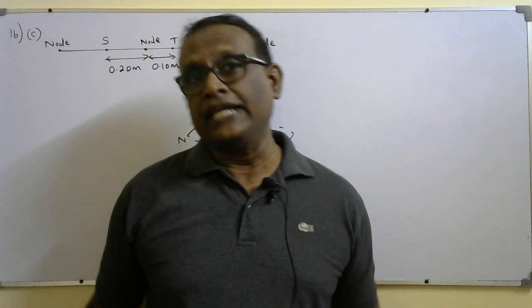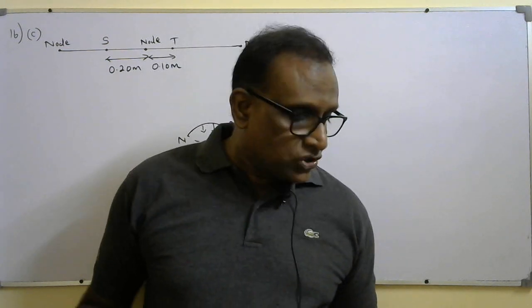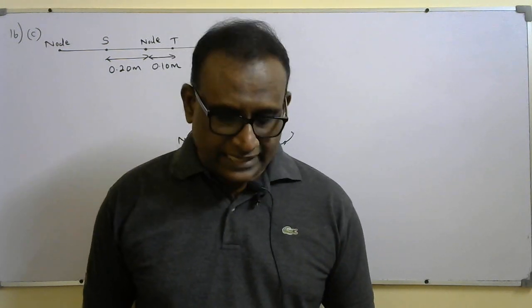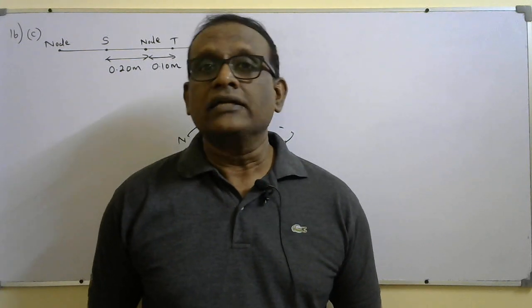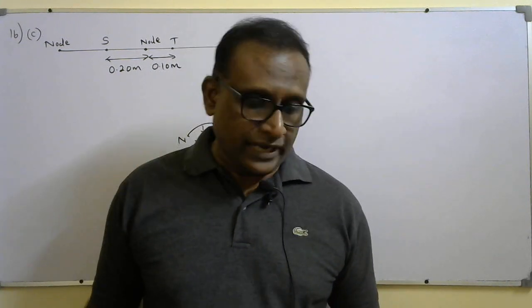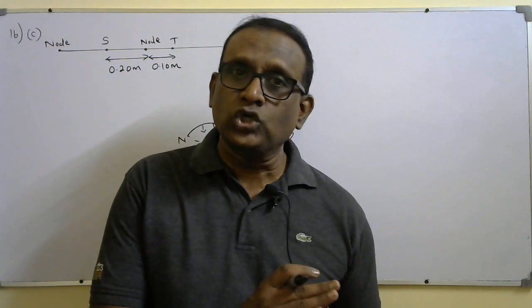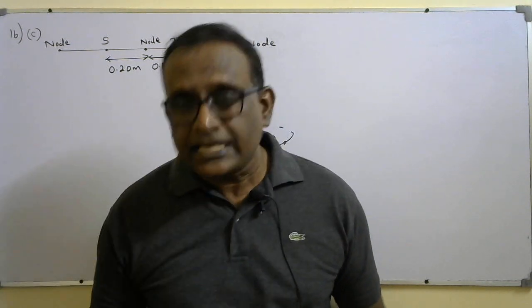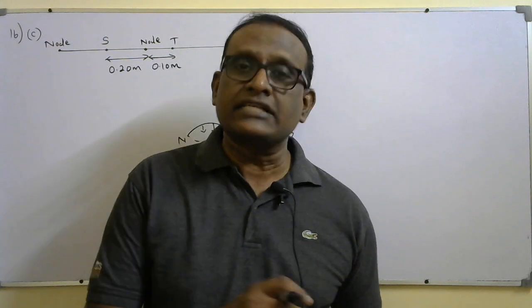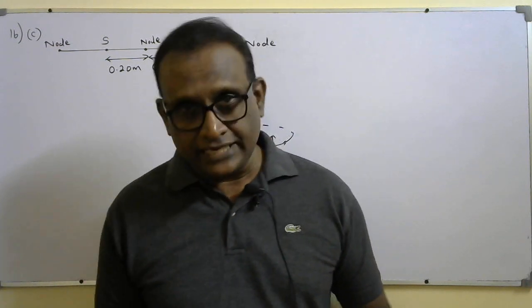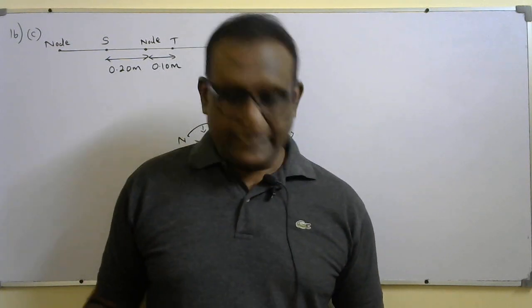They will vibrate in opposite direction to each other. So the answer, I don't need to write, you can say first point, the points S and T are on either side, or you can say S is on the left side of the node and T is on the right side of the node. So first tell that one, S is on the left side of the node and T is on the right side of the node. 1 mark you will get it.